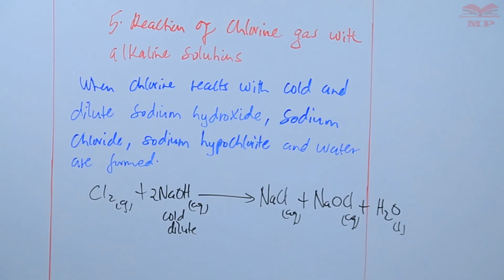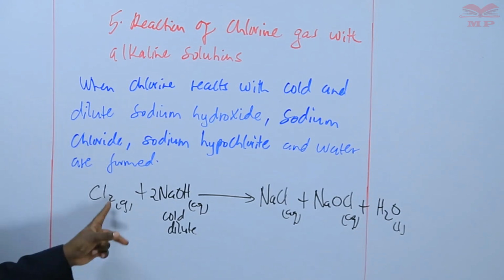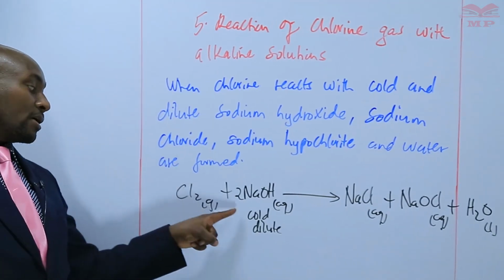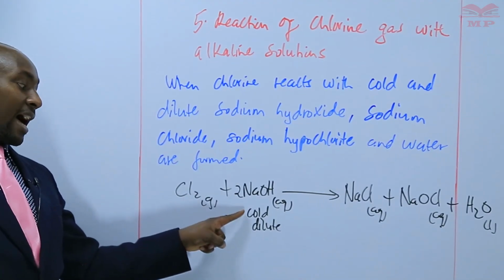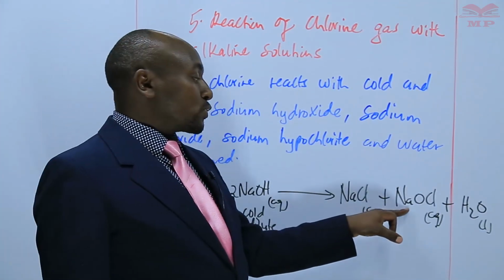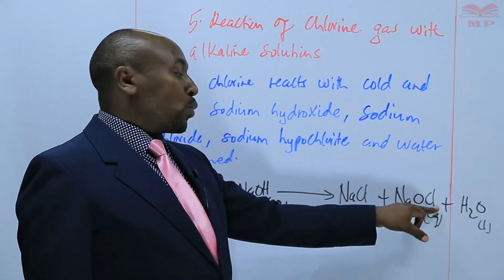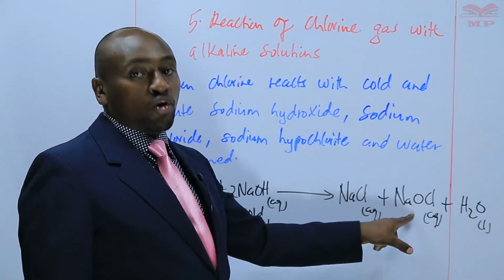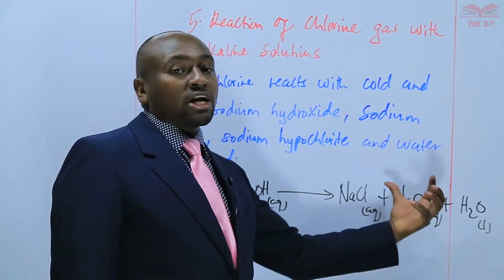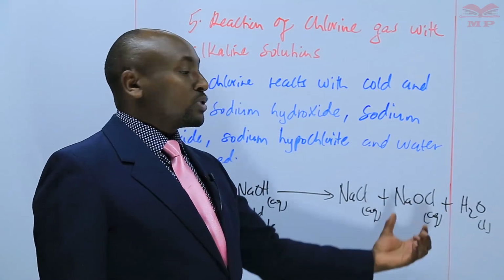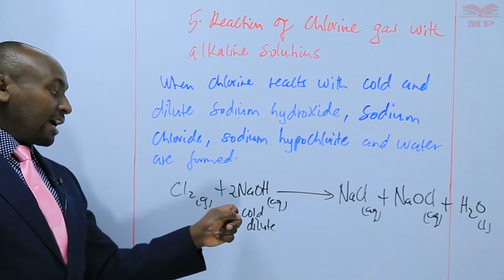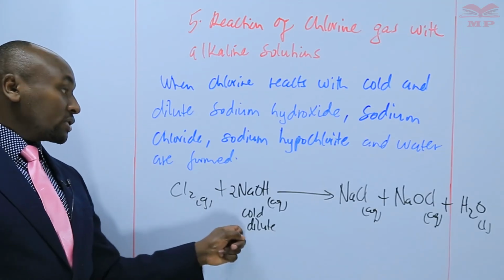Now, on the other hand, if chlorine reacts with sodium hydroxide that is hot and concentrated, we shall not form sodium hypochlorite. We shall form sodium chlorate. Sodium chlorate has a higher oxidation number compared to sodium hypochlorite, and that is as a result of the high temperature and the high concentration.